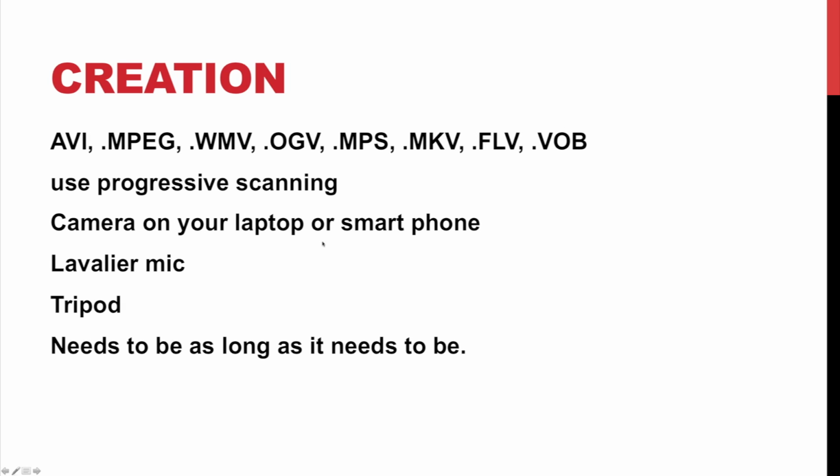These are different file formats you can use to upload. YouTube uses progressive scanning. You can use a camera on your laptop or your smartphone. You can buy a camera cheap on Amazon. There are so many different ways to produce video content now. There's really no barrier to entry. Lavalier mics are things that people clip on their shirts and plug into your phone. Especially if you're outdoors, it's good to have a lavalier mic so people can actually hear what you're saying. It's good to have a tripod because it's annoying when the camera is shaking. You're going to make people nauseous.